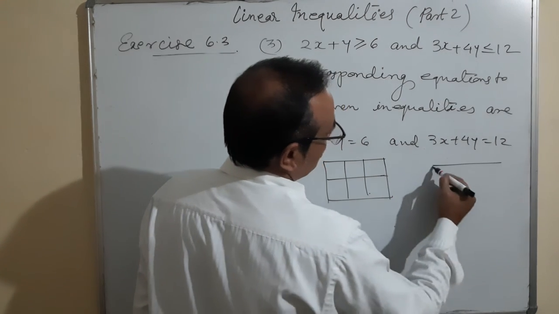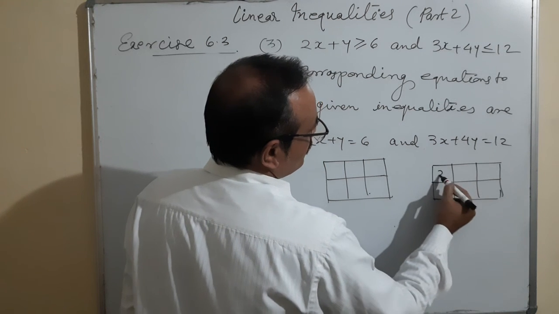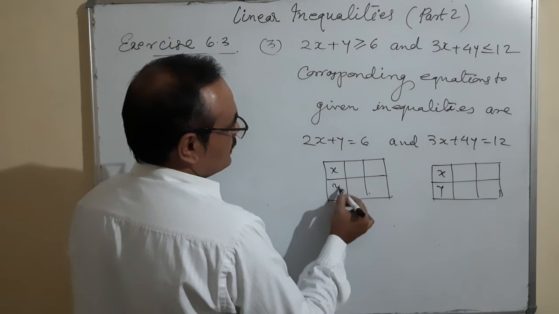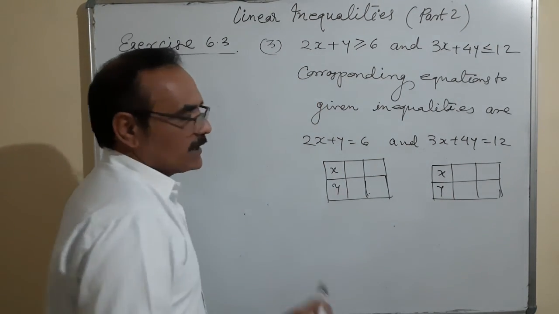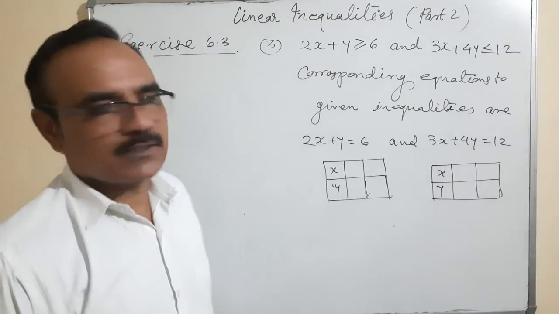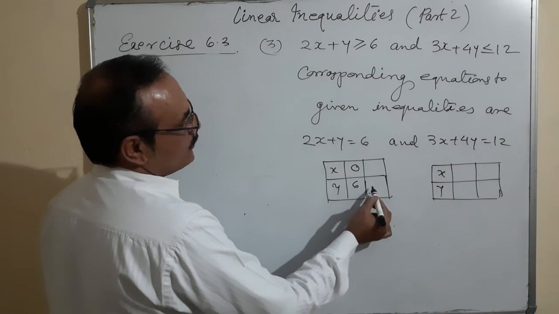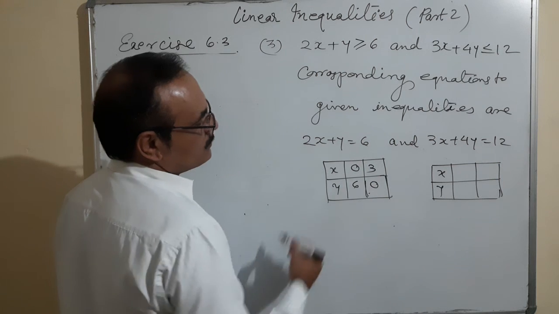Solutions for both. You will also make a table like that. It's very easy to understand what the points are and how to represent them. Okay, 2x plus y is equal to 6. Let us put x is equal to 0, the value of y is 6. Let us put y is equal to 0, x is equal to 3.